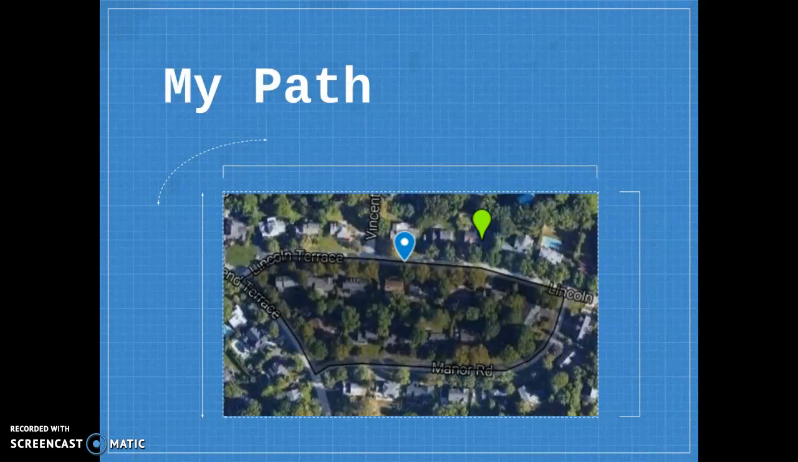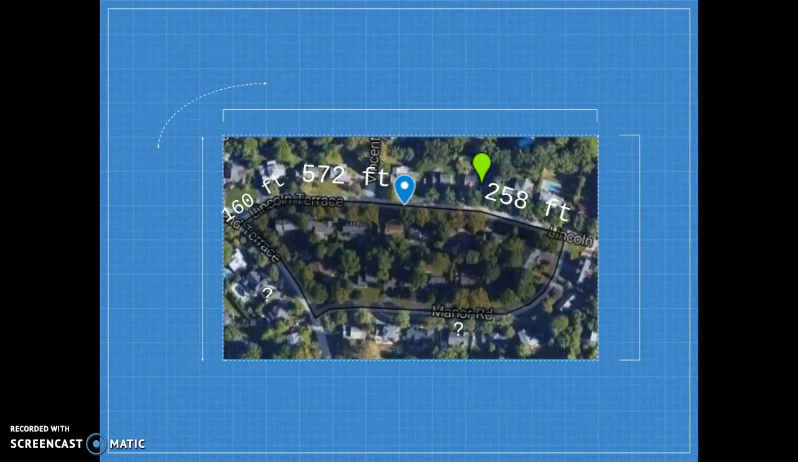So the path that I chose for my project is a polygon, and it is the route that I take to walk my dog starting from my house, going around a couple streets, and going back onto my street to my house. So in order to find the distance of this route, I needed to find the length of these straight lines as well as these curves.